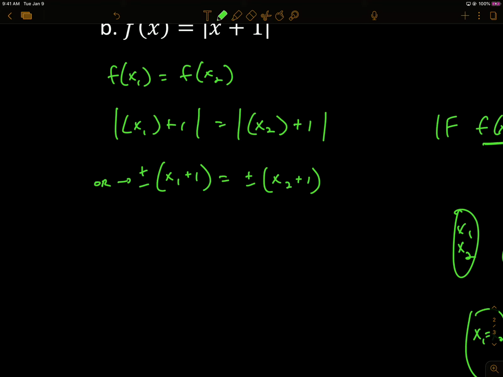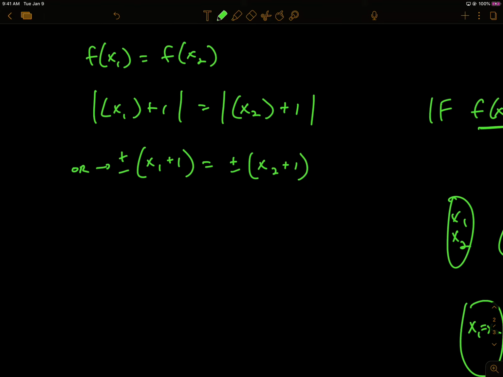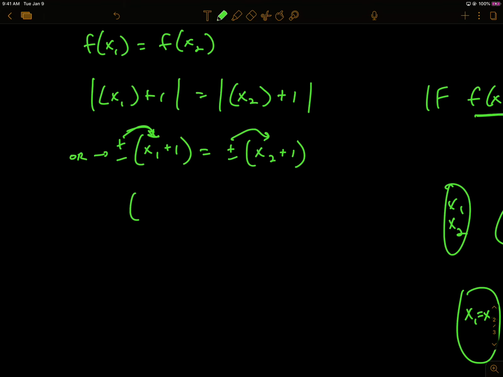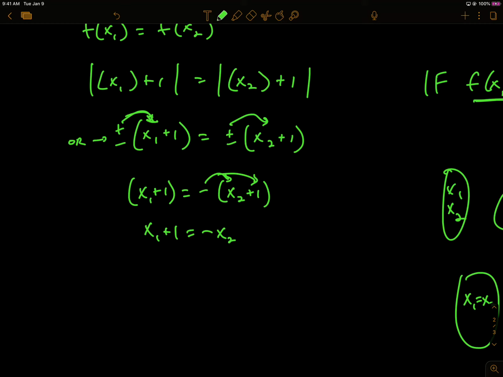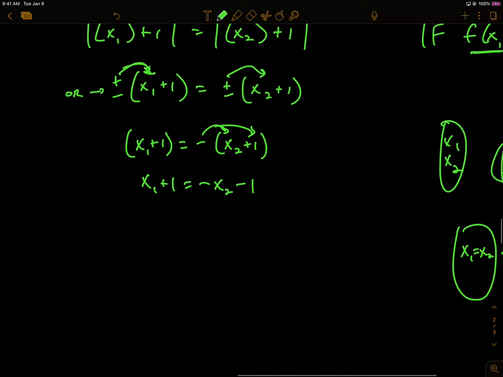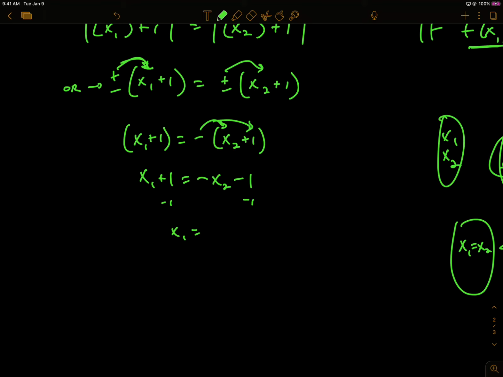Really I just need one to not work to show that this is not one-to-one. So I have four possibilities. I could say the positive of the left-hand side equals the positive of the right-hand side, or the positive of the left-hand side is equal to the negative of the right-hand side, and I can keep doing all those. I'm just going to pick one: the positive version of the left-hand side equaling the negative version of the right-hand side. So when I solve this, I get x sub 1 plus 1 equals, I've got to distribute this negative sign, negative x sub 2 minus 1. Now I can subtract 1 off both sides, and I get x sub 1 equals negative x sub 2 minus 2. So I'm not getting x sub 1 equal to x sub 2.